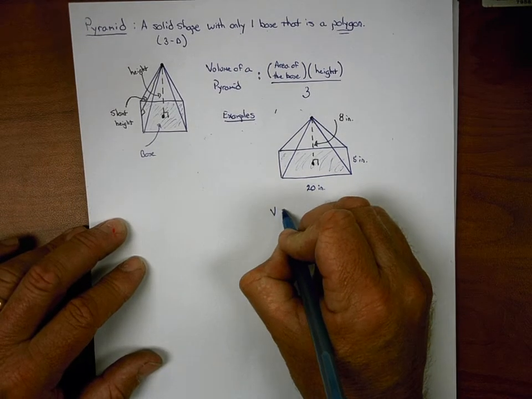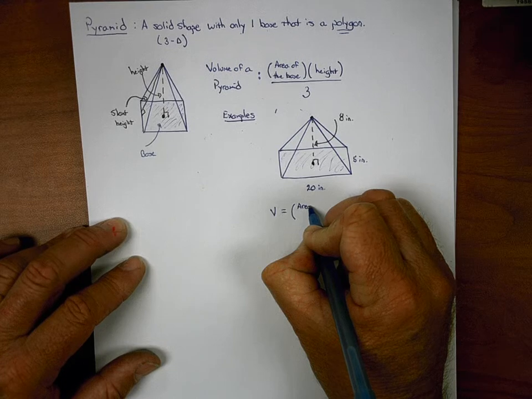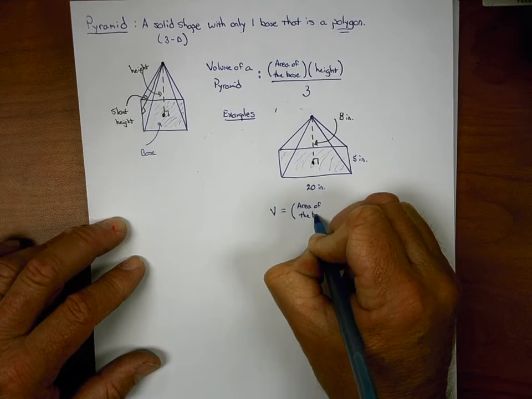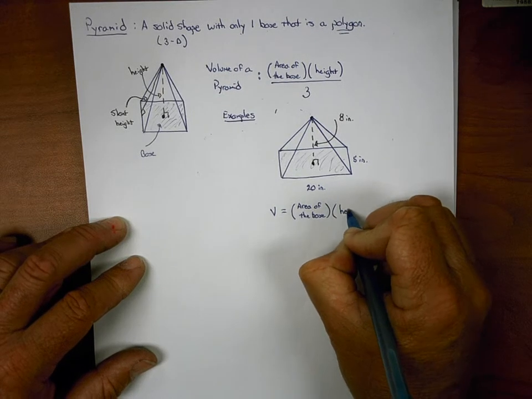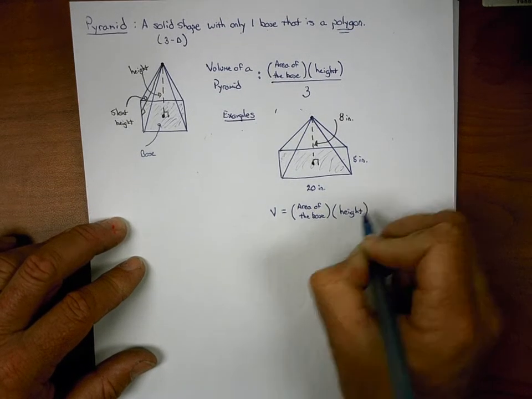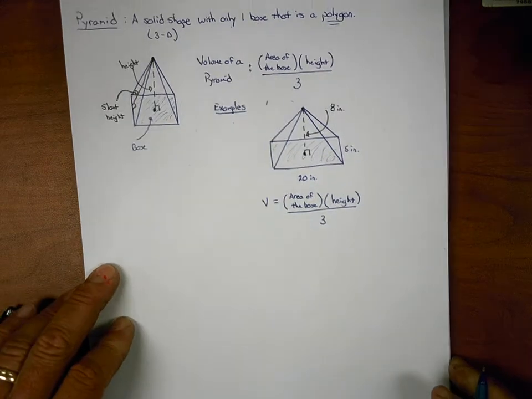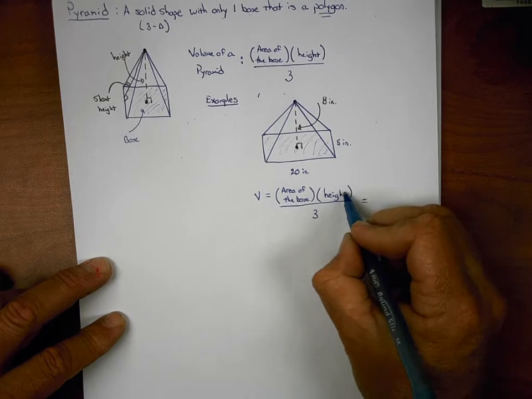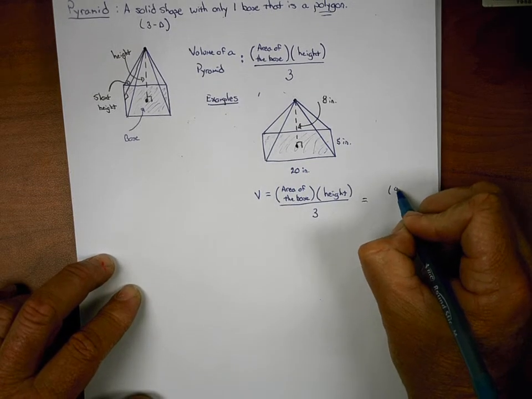Okay, so I'm going to find the volume of this pyramid. The formula is, and we just wrote it, you find the area of the base, you multiply that by the height of the pyramid, and then you divide everything by 3. Do I know the height? Let's fill in what we know. Yeah, I know the height. The height is 8, so in the place of height, I'm going to substitute the number 8.